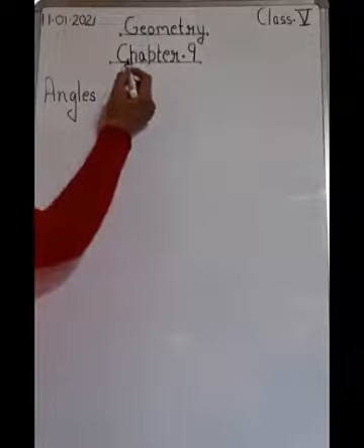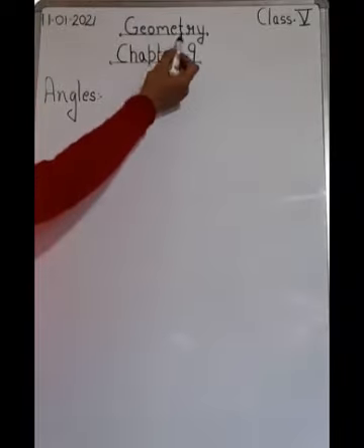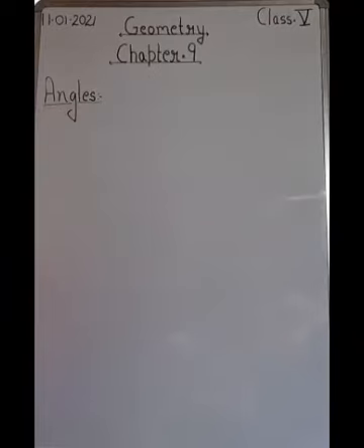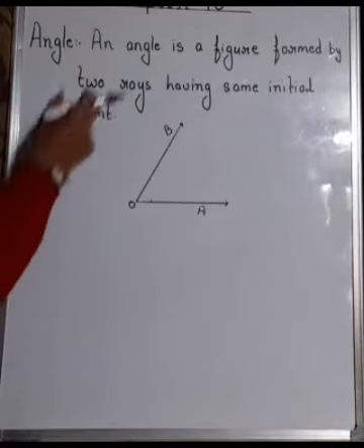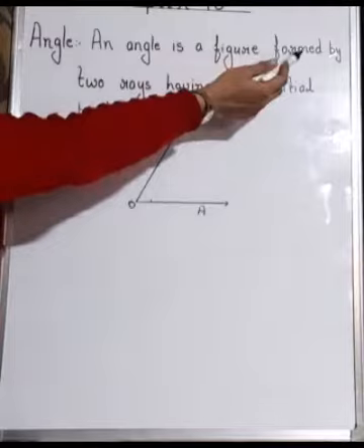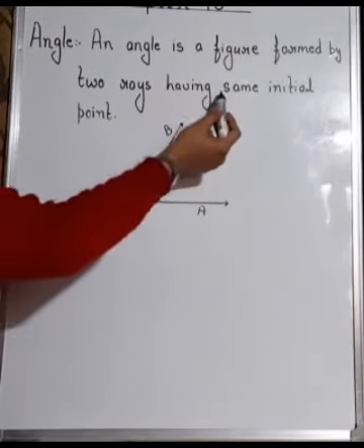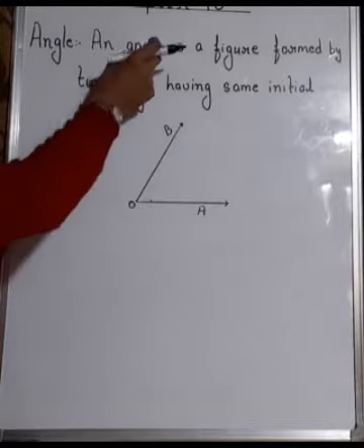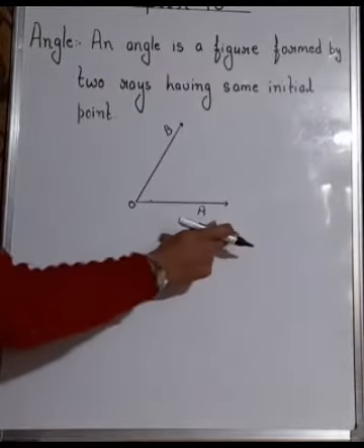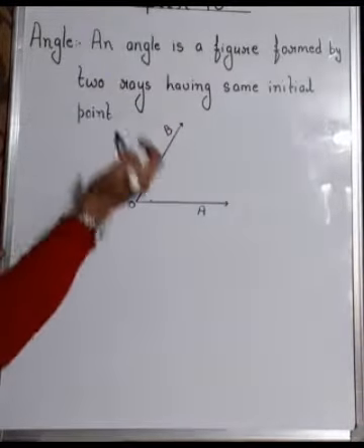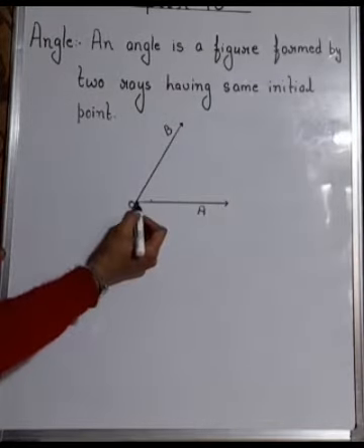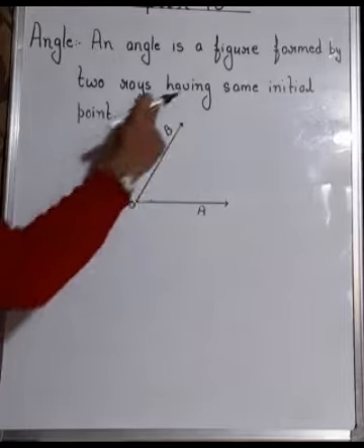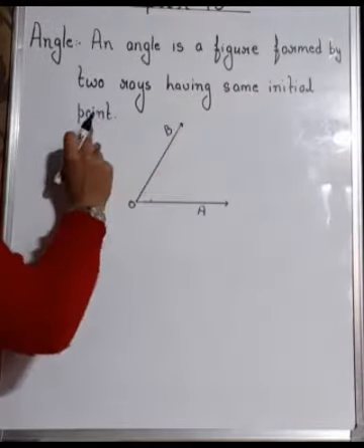Class 5th, we will continue chapter number 9, that is your geometry, and today we are starting your topic angles. Now what is an angle? An angle is a figure formed by two rays having same initial point. So what is an angle? That angle is a figure I have drawn over here that formed by two rays. Two rays I have drawn. One is OA and another one is OB, having same initial point.